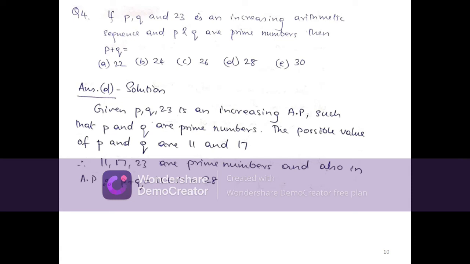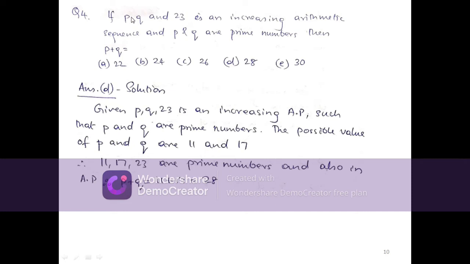We already know that P and Q are prime numbers, so the possible numbers of P and Q are 11 and 17. P is equal to 11 and Q equal to 17. Does it satisfy the formula? Yes. 2 into 17 is equal to 34, equal to 11 plus 23. So it satisfies that.